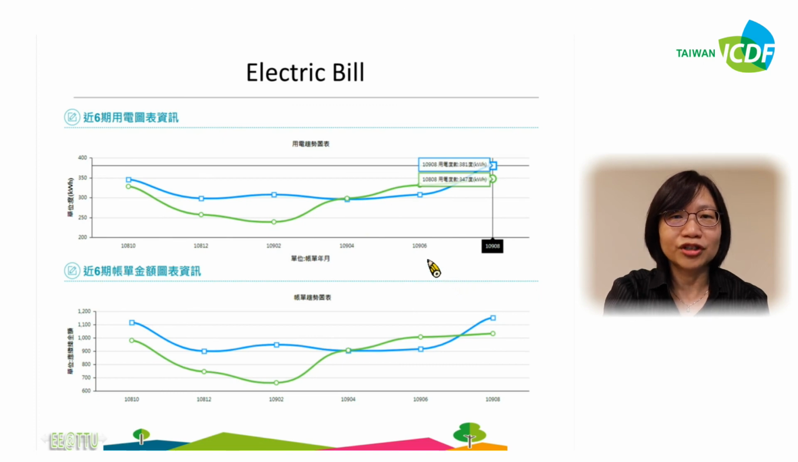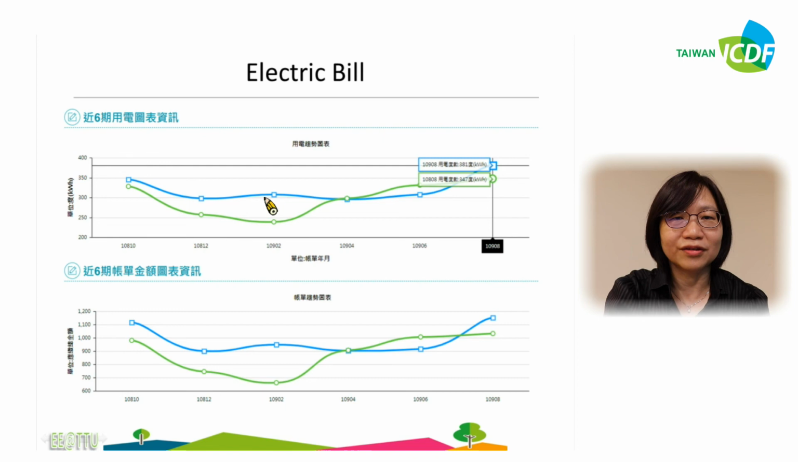And finally, you can check your electric bill. For example, this is my electric bill. The blue line shows the information for this year, and the green line is the information from the previous year. In Taiwan, the power company charges us every 2 months, which is why we only have 6 numbers for each year.